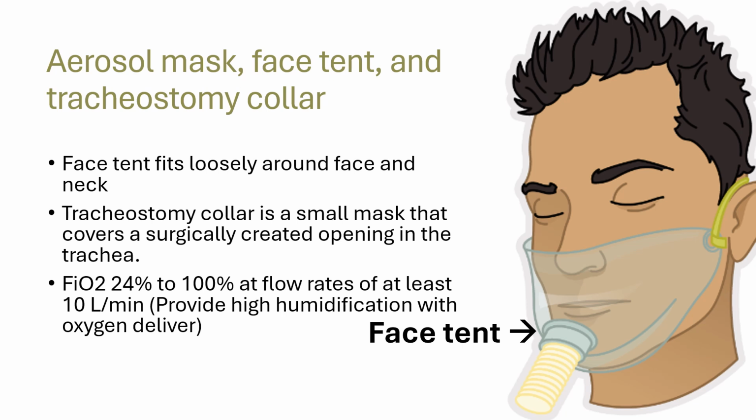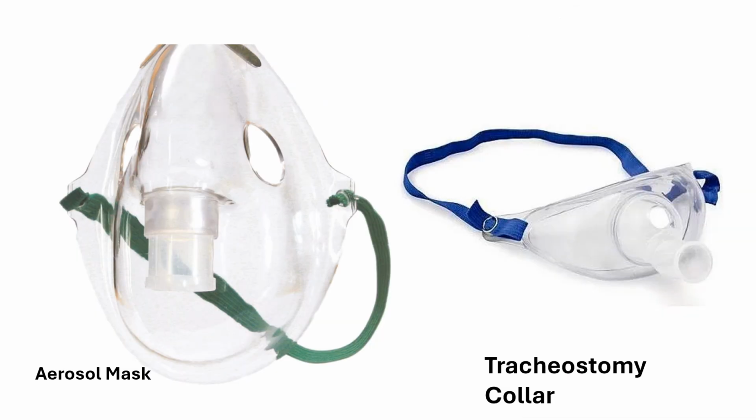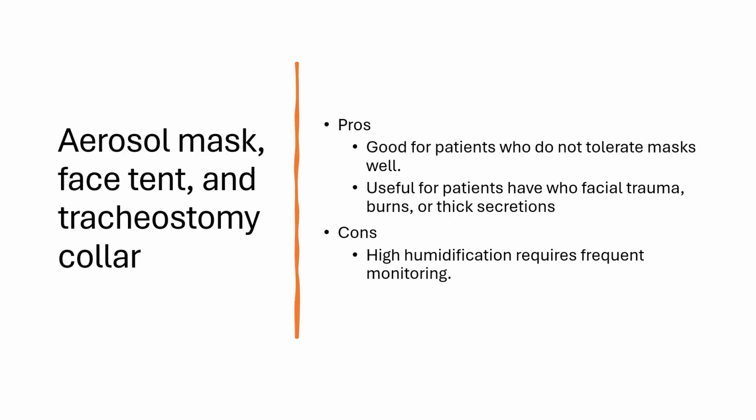aspiration. Aerosol masks, so these are face tents that fit loosely around the face. Tracheostomy collar is a small mask that covers a surgically created opening in the trachea. They can deliver 24 to 100% FiO2 at flow rates of at least 10 and provide high humidification. And there's both of your masks there. So this is good for patients who have facial traumas, or maybe they just can't tolerate the mask because it's not as claustrophobic as the other ones. Cons, high humidification, which requires frequent monitoring. Because remember, if we get the skin very moist, we get concerned about possible skin breakdown.